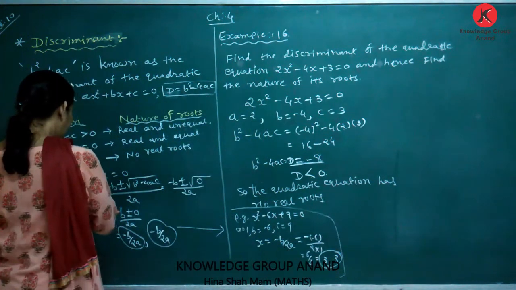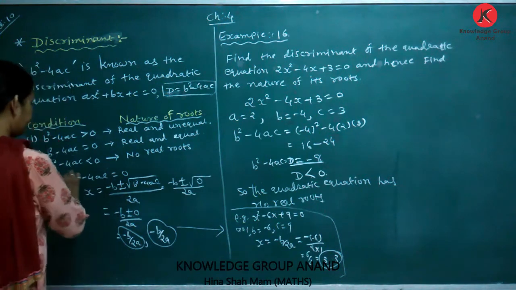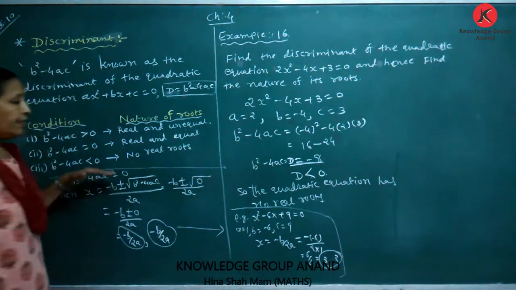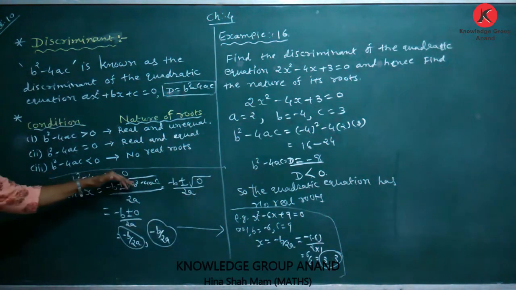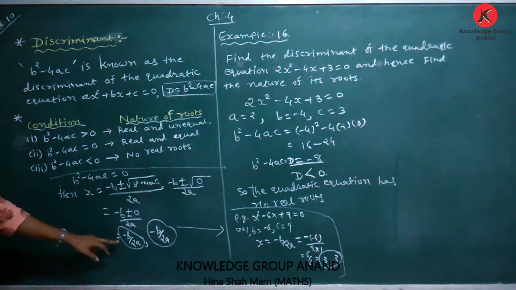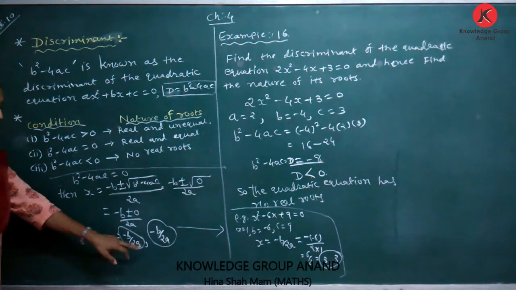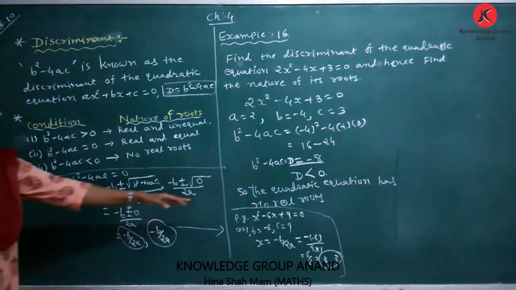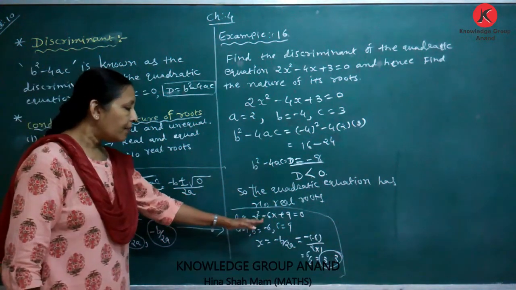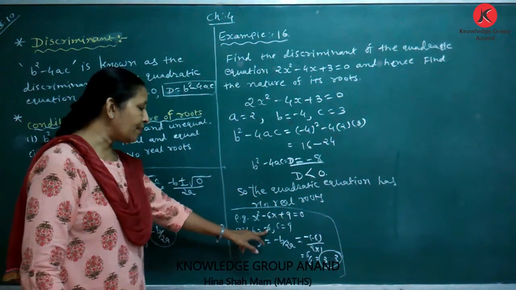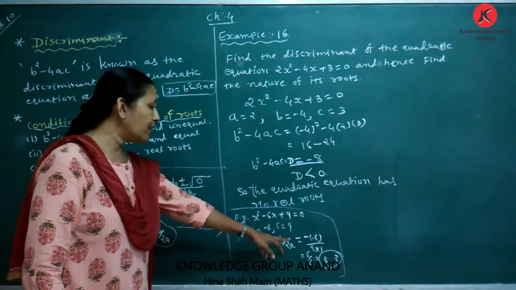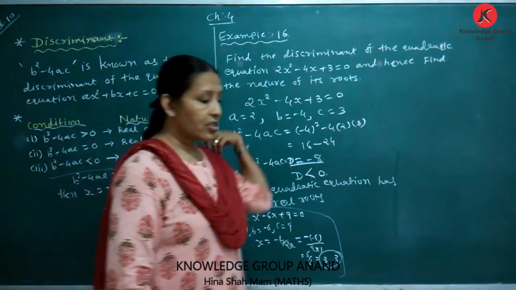For this, if b square minus 4ac = 0, then its root is minus b upon 2a. Then we directly find the root: minus b upon 2a = minus 6 upon 2 into 1, and it gets 3.